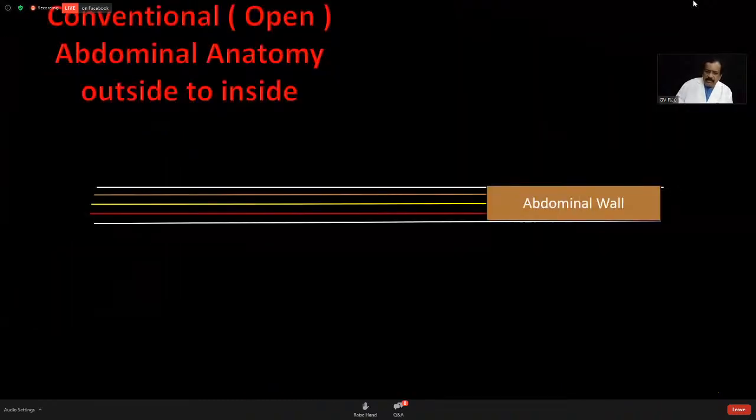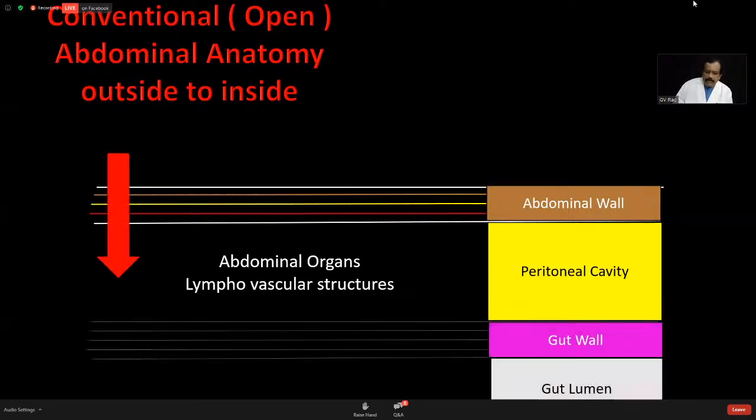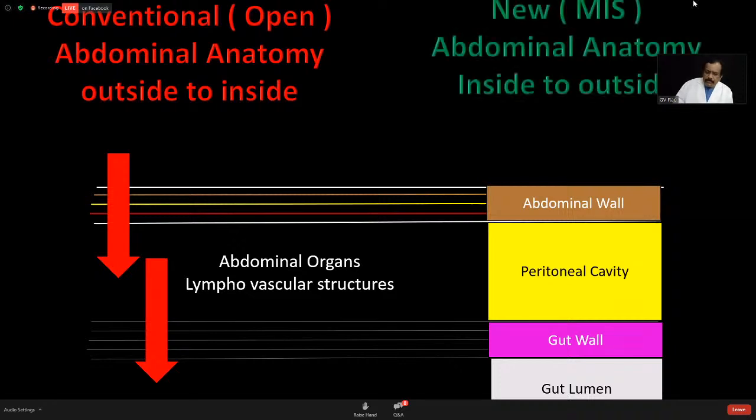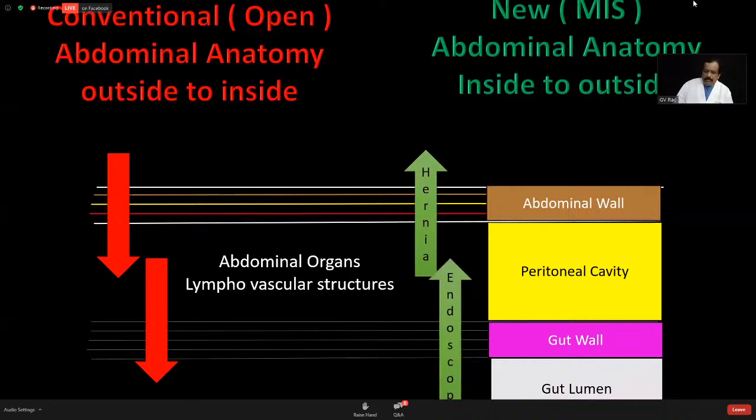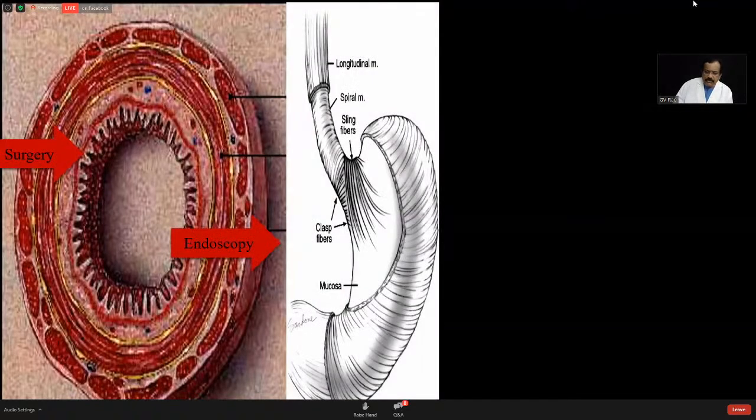So if you see these abdominal organs, whenever we're doing procedures, we're going from outside to inside, from the peritoneal cavity into the gut lumen. But with the newer procedures, such as third space endoscopy, or a hernia on the laparoscopic side, you're going from the peritoneal side onto the skin, and we also have other endoscopic procedures where we go from the lumen into the peritoneal cavity. Something like this: laparoscopy is from serosa to mucosa, endoscopy is from mucosa to serosa. If you see, this is what happens.